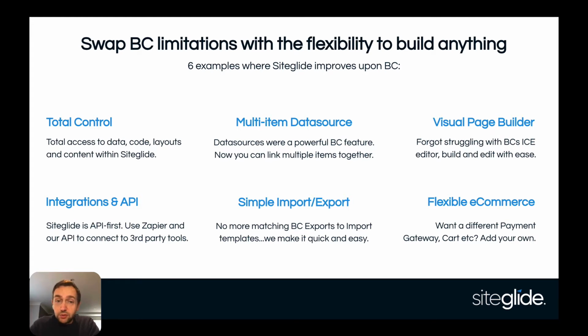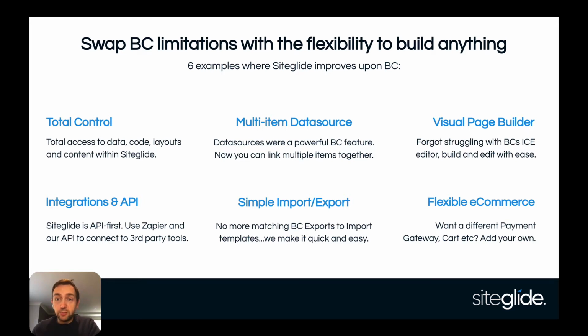Then multi-item data source is a good example of something that was really powerful in BC, but we've taken quite a bit further. So anybody who uses data sources a lot will, I imagine, be pretty excited by what you can do with the one-to-many option, where you can link multiple items together. This opens up a whole world of opportunities.